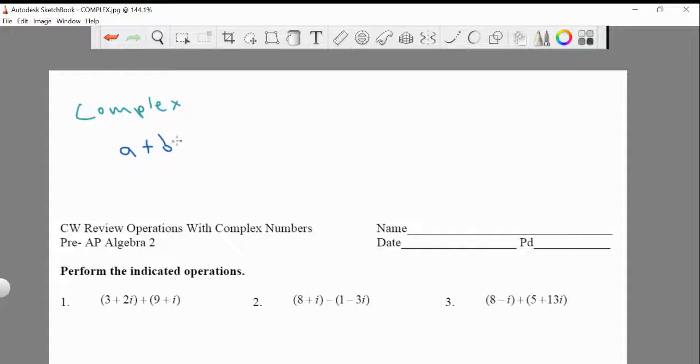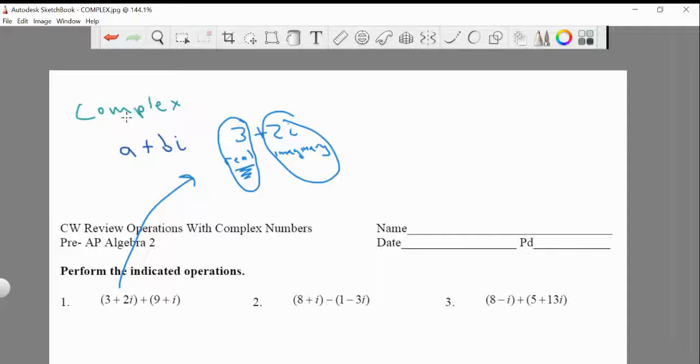A plus B i. Now, this, in my mind, is going to confuse quite a few students because there's 3 letters here. But really what we're talking about is any of these. These are all complex numbers, right? So let's grab this first one, 3 plus 2i. This is the real part of the number. The 3 is real. And this 2, this is the imaginary part of the number. And so we call this complex because the whole thing is not imaginary. There's only a portion of it that is imaginary.